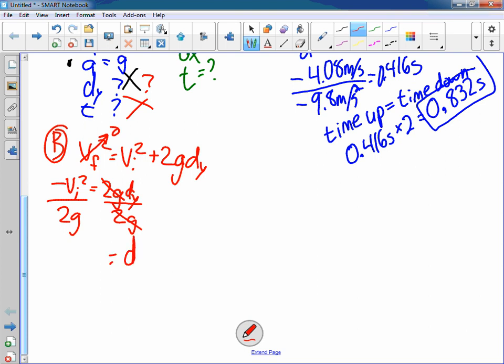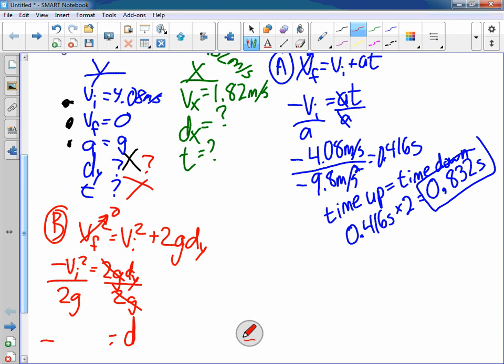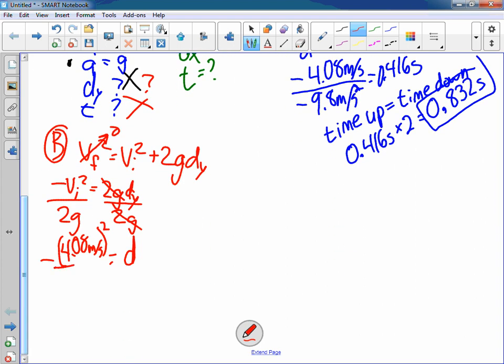D equals, let's see, negative, oh, gotta scooch back up here. 4.08 meters per second, that whole thing except the negative, squared. Divided by 2 times negative 9.8 meters per second squared. Notice the negative signs will cancel out. Okay, 4.08 squared is going to be 16 point something divided by approximately 20. So we can estimate this in our heads, but let's get the actual answer, please.